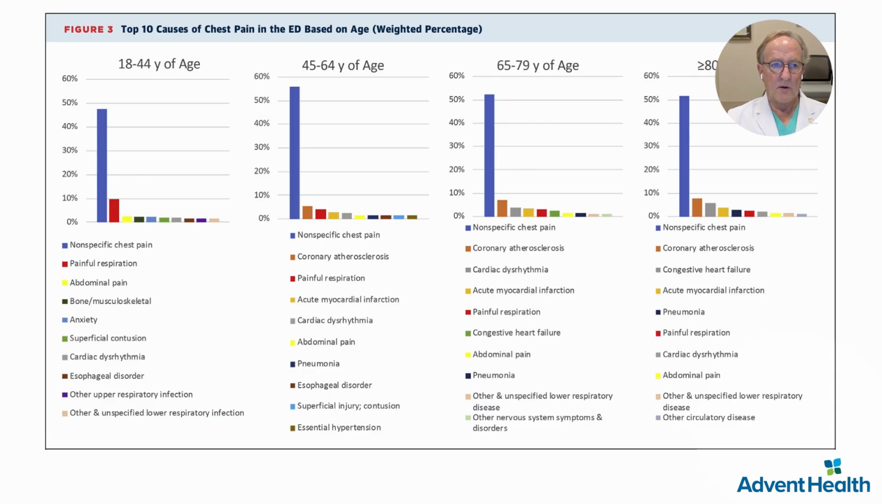If you look at the left panel, these are the top 10 causes of chest pain in the emergency room based on age. And you can see in younger people, 18 to 44, number one cause of chest pain in the ED is nonspecific chest pain. If you go all the way to the right, in people that are over 80, still the number one cause of chest pain is nonspecific chest pain. However, the number two cause is coronary artery disease from 45 to beyond 80. So there's a specific sort of cutoff or tipping point that we all need to be aware of.